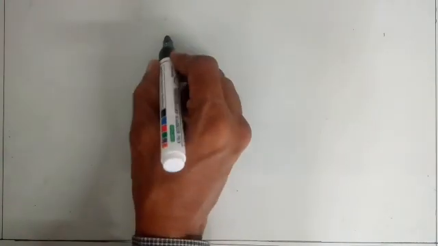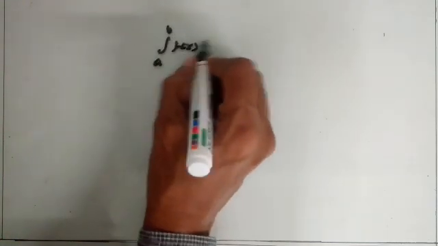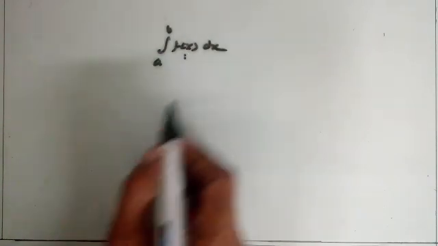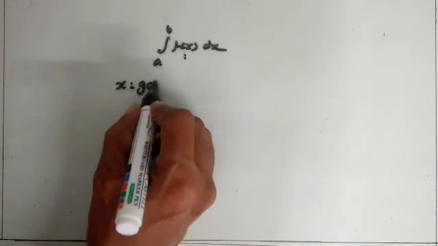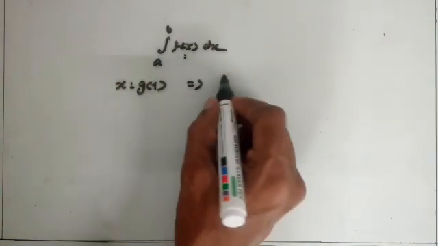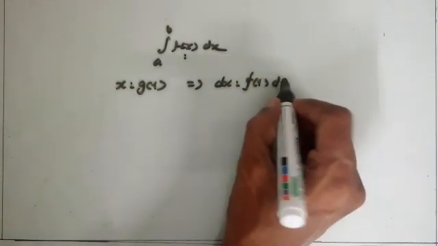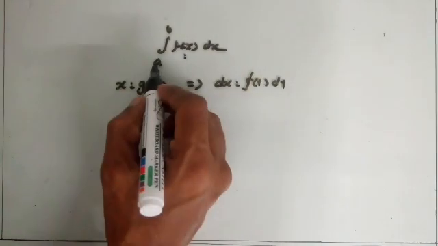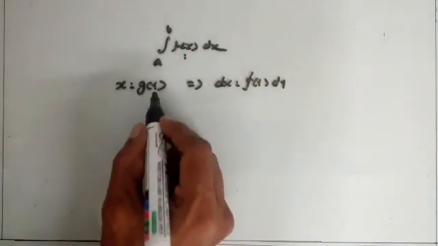Now here we discuss definite integration by substitution. If we have the definite integral from a to b of f(x) dx, and if we substitute x equal to g(t), then this implies dx is equal to g'(t) dt. Now change the limits a and b into t form.